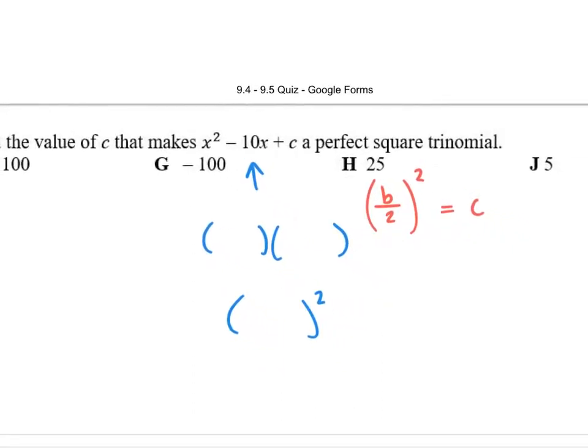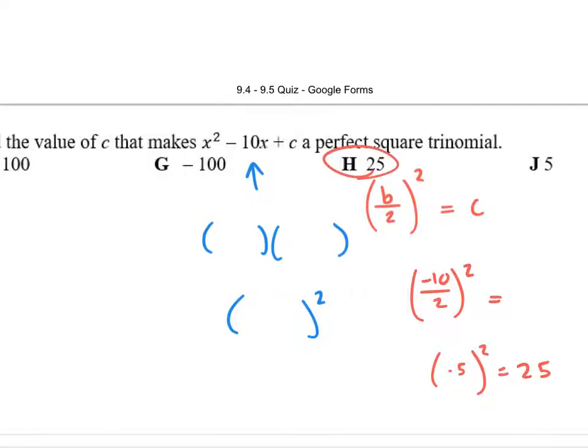So what we'd have to do on this one is that if we took the negative 10 and we divided it by 2, we would get a negative 5. Negative 5 squared is a 25. So the answer here is 25.